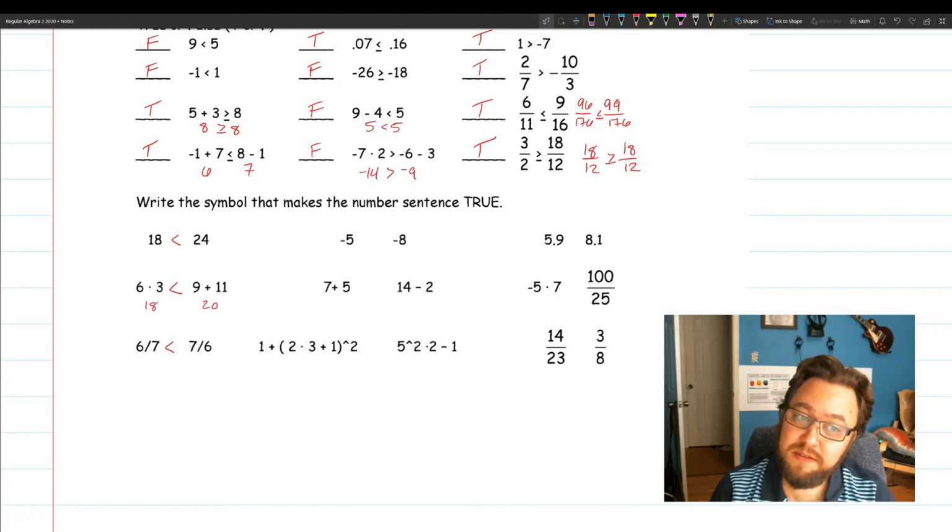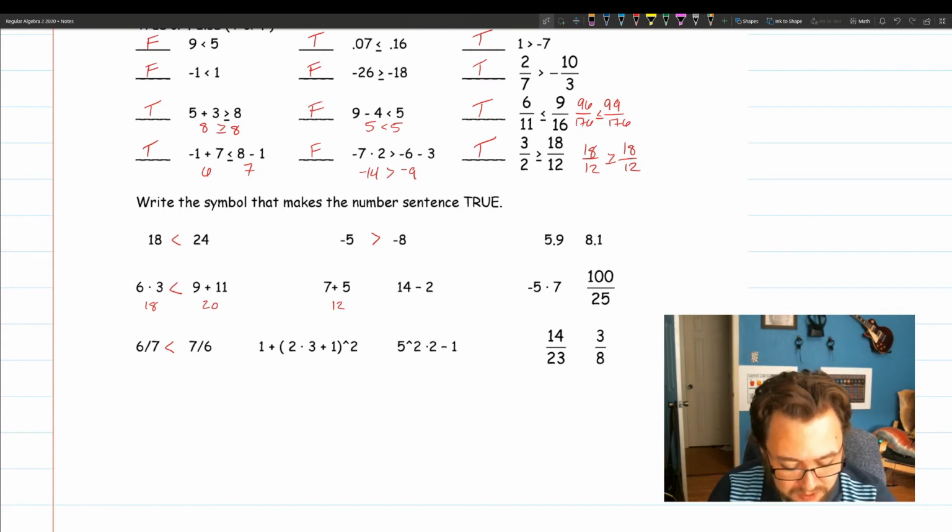-5 and -8. We talked about this idea earlier: -5 is greater than -8. Let's see, 7 plus 5, 12. Why did that take me so long? I'm off today. 14 minus 2, also 12. So you could go greater than or less than. I'm going to go with, what am I feeling today? I'm feeling greater than or equal to. The equal to is really what matters there.